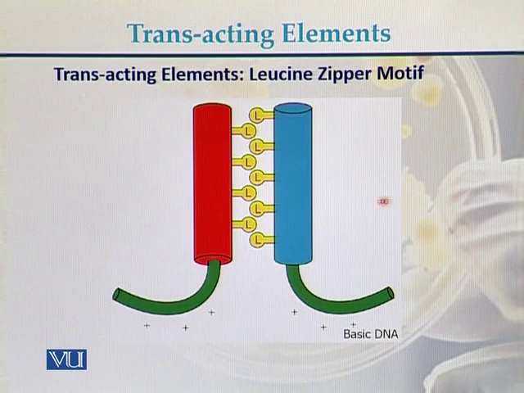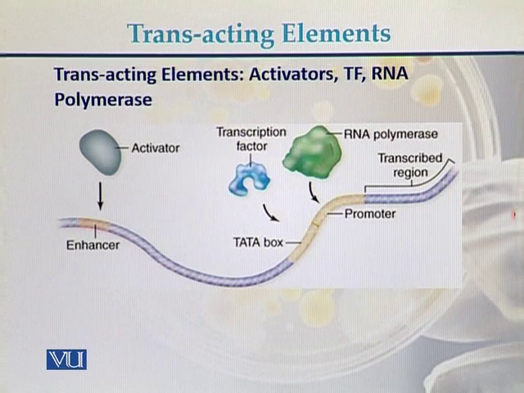Leucine zipper motif from another view. Here we can see the leucine zipper motifs. So that is also an example of trans-acting elements that bind with the cis-acting elements. Trans-acting elements are activators, transcription factors, and RNA polymerase. All these are called trans-acting elements.